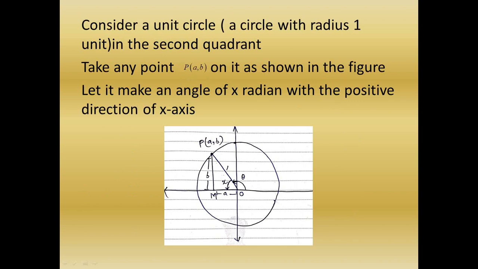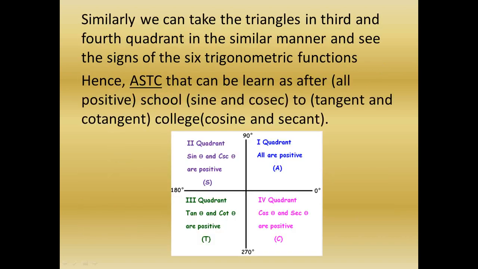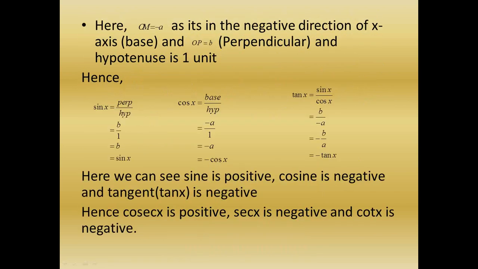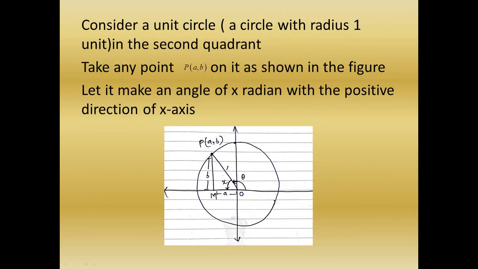Similarly, I'll consider now a unit circle in the second quadrant. See the diagram. Again I have taken a point P(A, B). Here A means it's a distance on the x-axis. Now the distance is on the left side of the origin, so the point will be negative on the x-axis. And since I know the second quadrant is negative positive, this distance A I have written because distance is always positive, but on this side all the numbers will be negative.